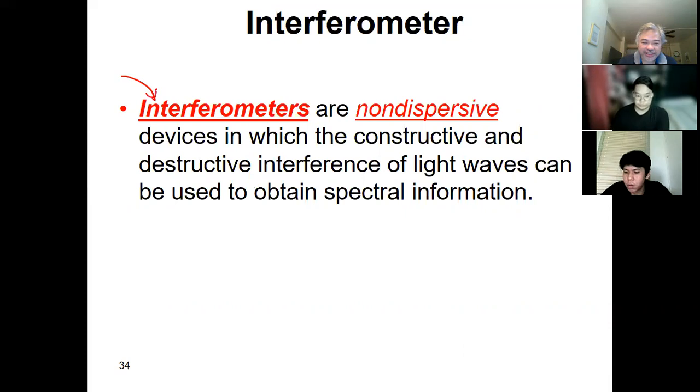Okay? And then meron pa to. Meron tayong tinatawag na interferometer. But we don't use it in UV-Vis, usually around IR. That's where you have it because an interferometer is a non-dispersive device in which the constructive and destructive interference of light waves can be used to obtain spectral information.